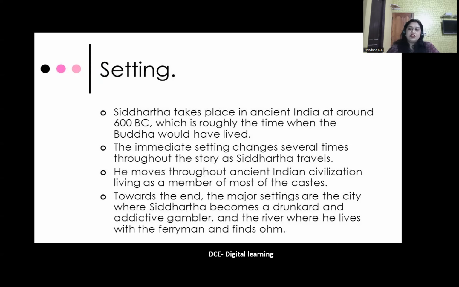The immediate setting changes several times throughout the story as Siddhartha travels. He moves throughout ancient Indian civilization, living as a member of most of the castes. Towards the end, the major settings are the city where Siddhartha becomes a drunkard and addictive gambler, and the river where he lives with the ferryman and finds home.